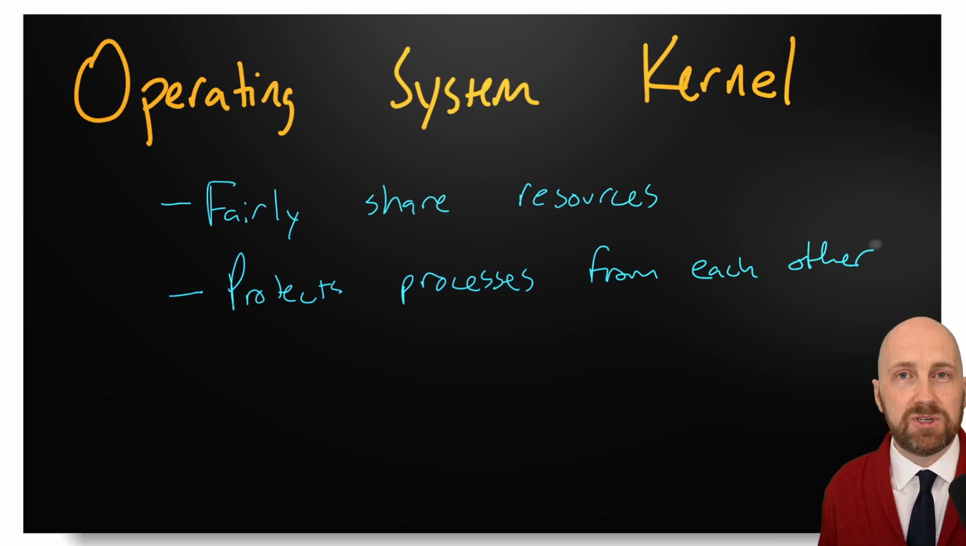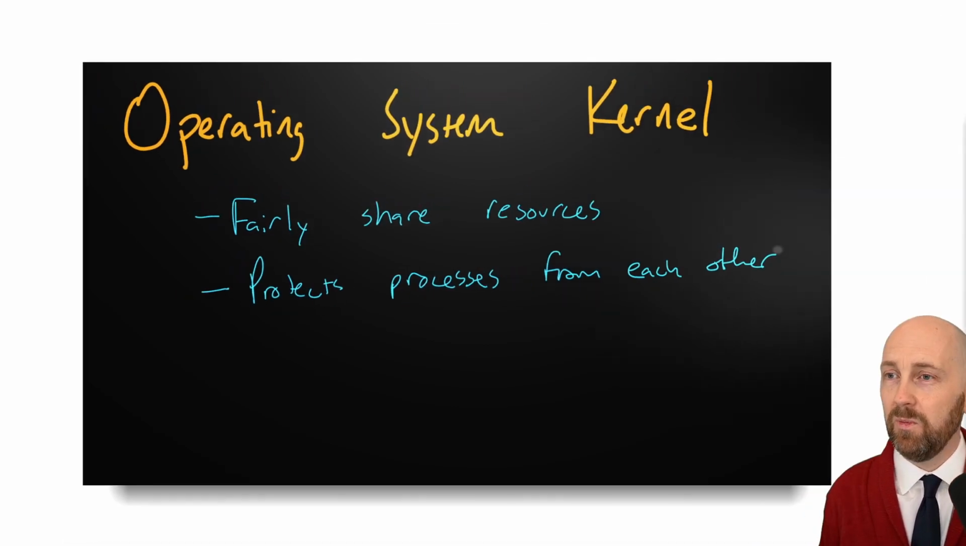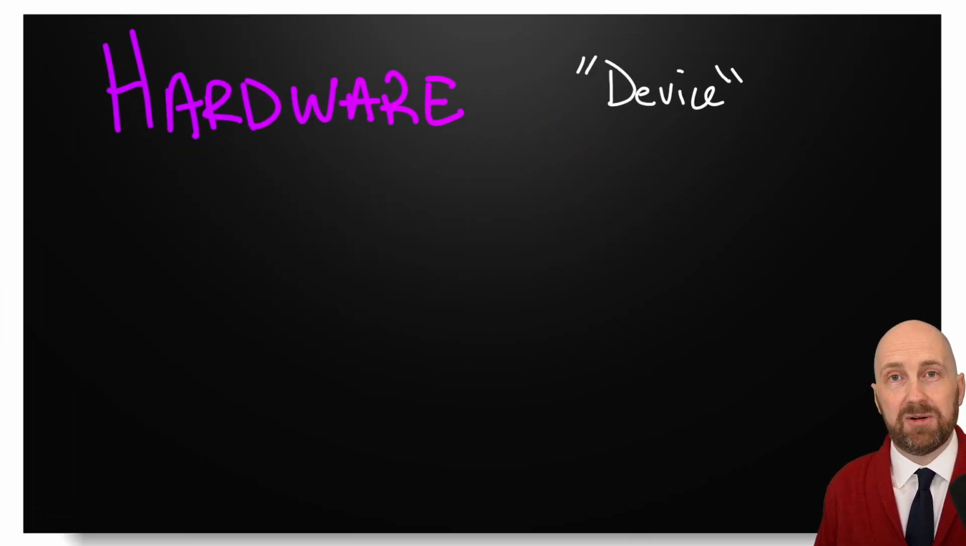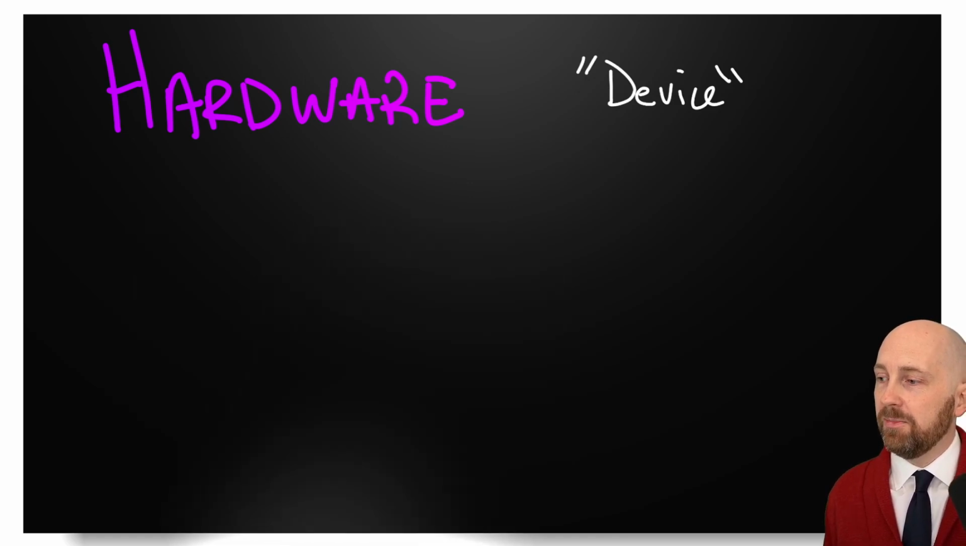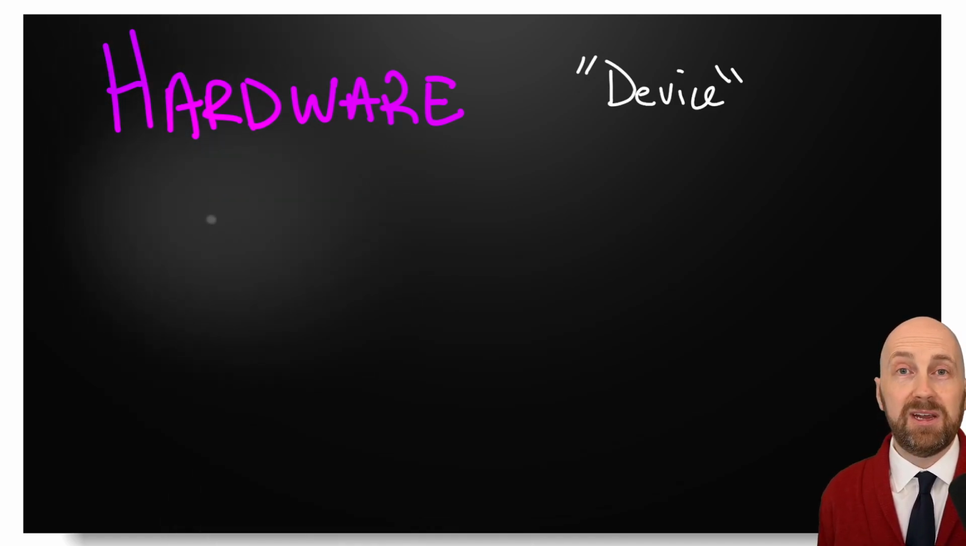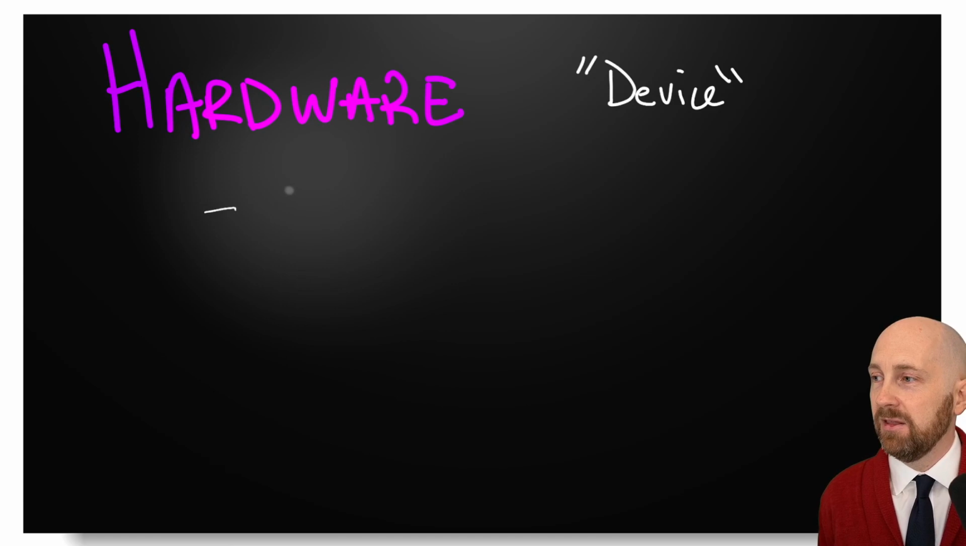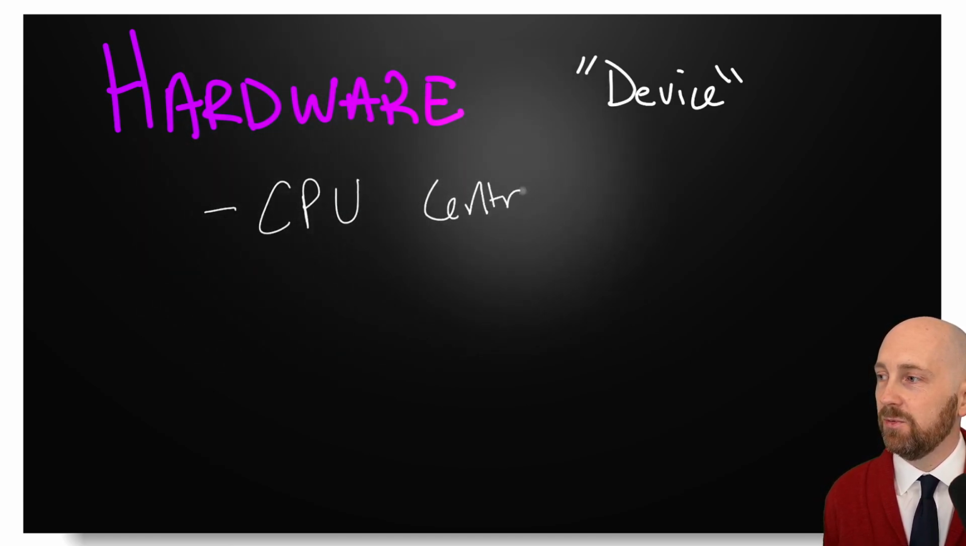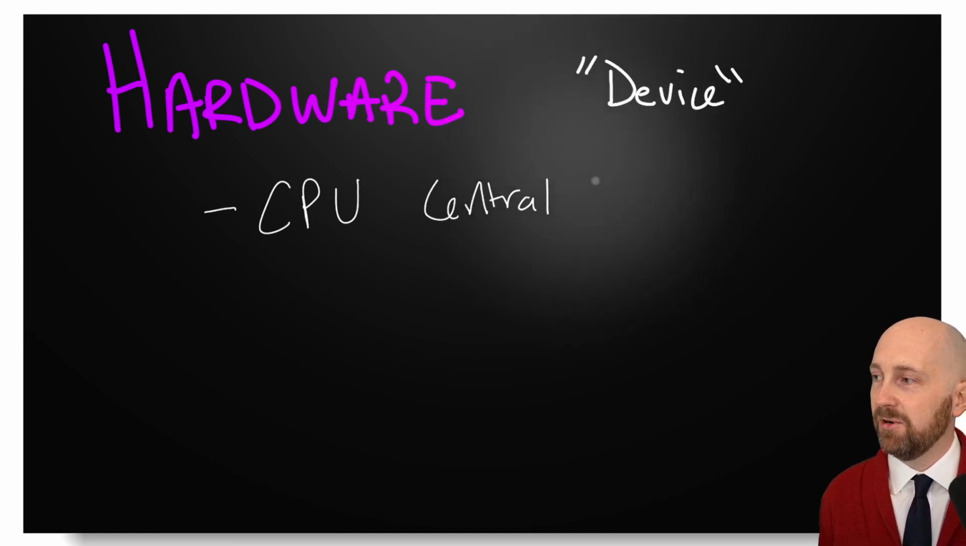Well, what are these resources we're talking about, and what is it that the operating system is actually controlling? Well, the operating system is responsible for managing our hardware. So the hardware is the actual machine, the electronic circuitry that you can touch and feel and has a physical presence. And for our parts, we're going to be thinking about sort of three components of hardware. The CPU is the central processing unit. And this is what is often called the brains of a computer.